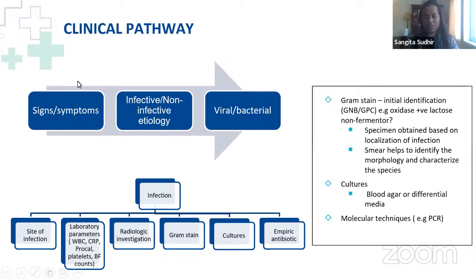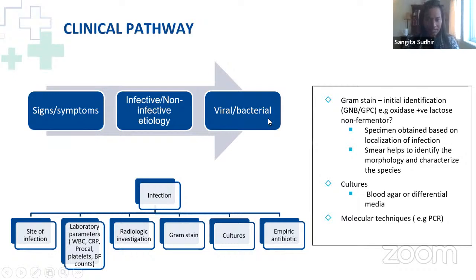So when a patient comes with signs and symptoms, first thing, as I already told you, first thing we assess is whether it is really an infective or non-infective etiology. Sometimes a patient may not have an infection, like if it's an eczema, then it need not be an infection. Next thing, is it really a viral or a bacterial infection? If it's a pharyngitis or a bronchitis, it need not be a bacterial infection.